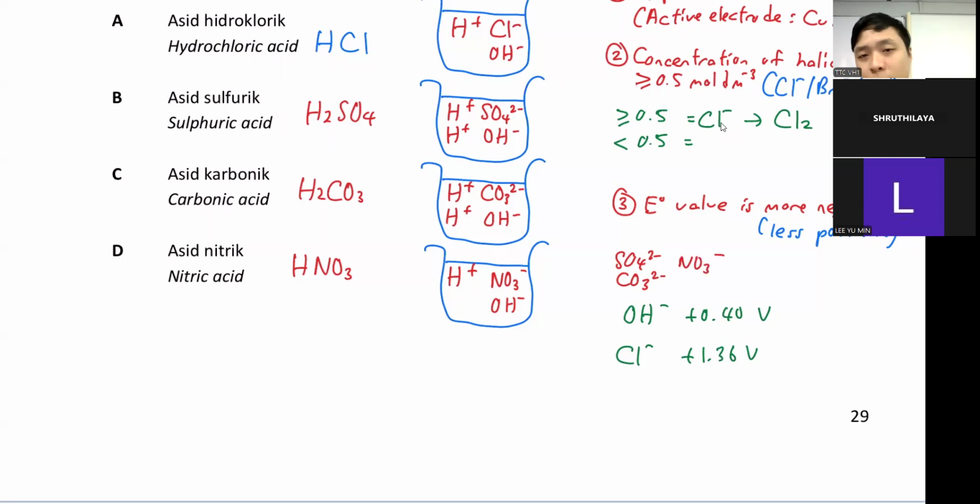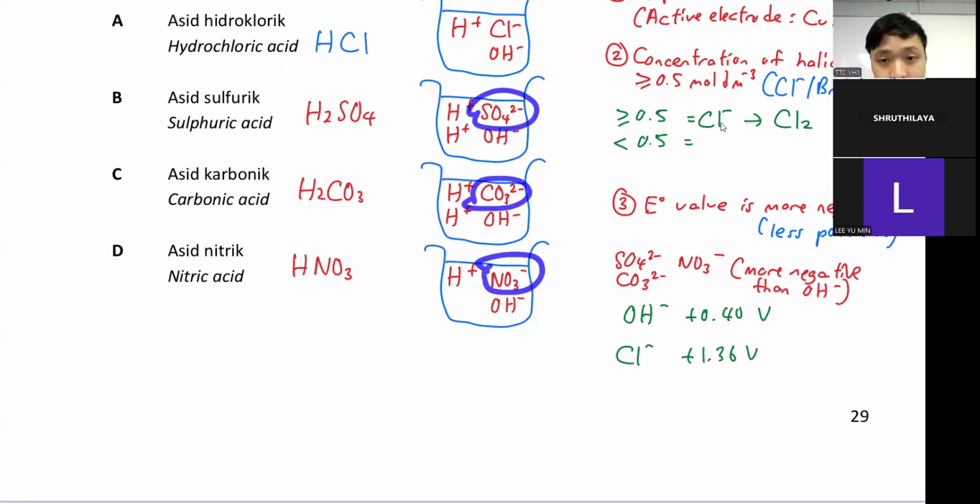They are negative 1 or negative 2 something. Okay, so they are more negative. Doesn't matter. A lot of these are more negative than the OH minus value. So you see, all these three. Do you think normally they will choose these three?